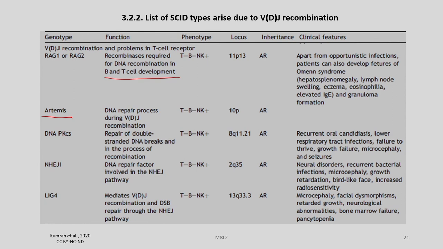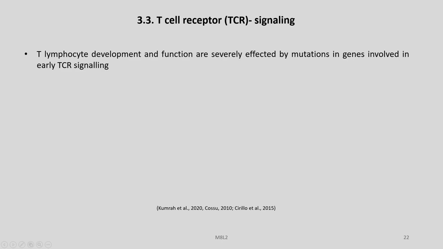Other genotypes like NHEJ1, a DNA repair factor involved in the NHEJ pathway. Here, neural disorders, recurrent bacterial infections, microcephaly, growth retardation, bird-like face, and increased radiosensitivity are the marked clinical features. In the case of LIG4, the function is the mediation of VDJ recombination and DSB repair through the NHEJ pathway. The clinical features are microcephaly, facial dysmorphisms, retarded growth, neurological abnormalities, bone marrow failure, pancytopenia.